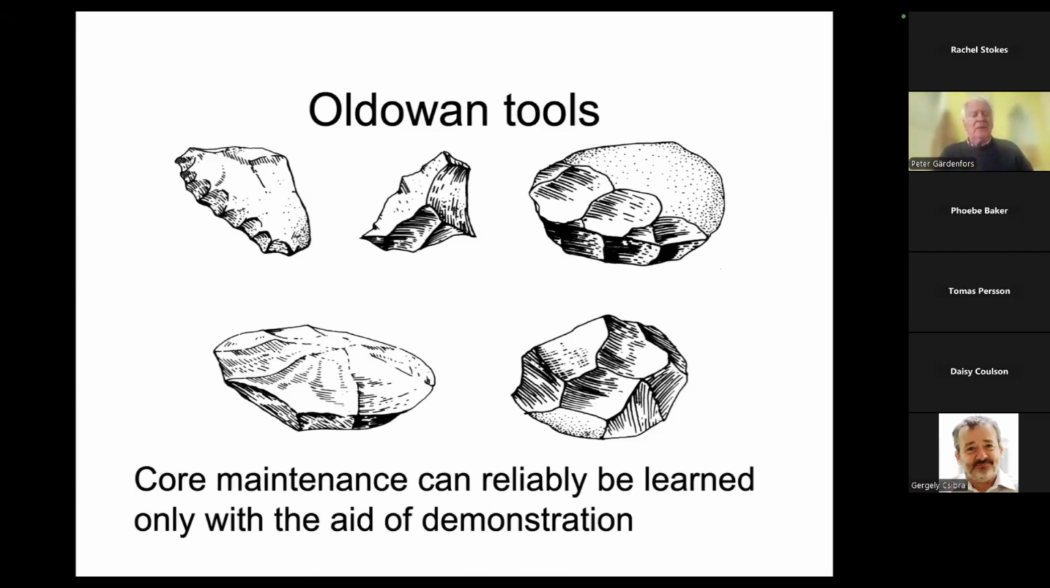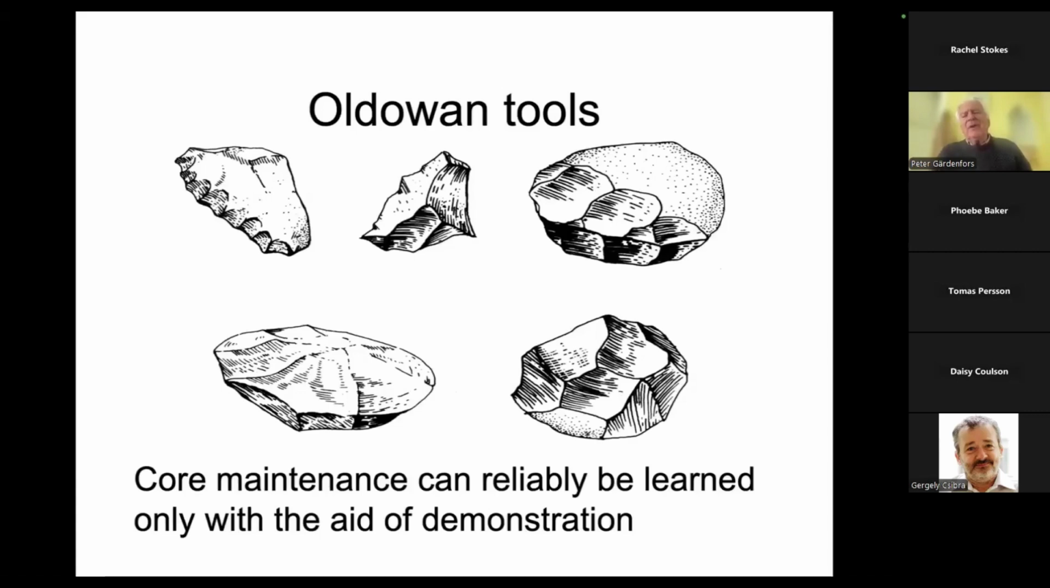There is only imitation. They learn by observation only. And Anders has the argument, I mean, don't ask me to defend this argument here and now, that this idea of core maintenance, that is to keep the core in a shape that you can continue napping on it, that's difficult to observe directly. You have to understand it somehow.